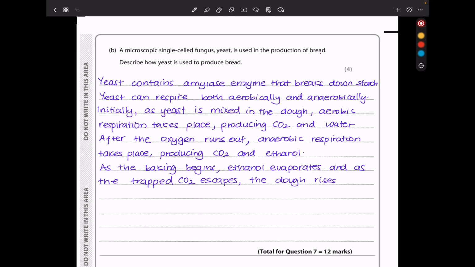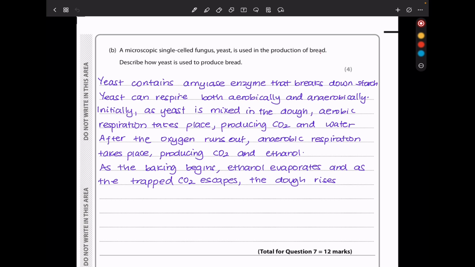In part B, a microscopic single-celled fungus, yeast is used in the production of bread. Describe how yeast is used to produce bread. To make bread, we need wheat. The enzymes from the yeast are going to break down the starch from the dough. Initially, the reaction is going to be aerobic, but as oxygen is used up, it could occur anaerobically. CO2 is going to be produced, and this is going to aid in causing the bread to rise. So I said yeast contains amylase enzymes that break down starch.